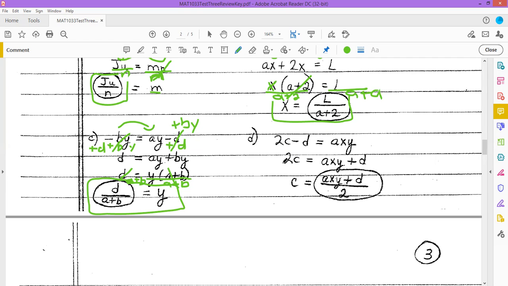Letter D, we see 2C minus D equals AXY. Now we're solving for C this time. So we're going to start by adding D to both sides of this equation. And when we do that, the D's are going to cancel, leaving 2C on the left equals AXY plus D on the right side. And then lastly, we're going to divide everything on the left and everything on the right side by 2. And so we'll get our answer. C equals AXY plus D divided by 2.